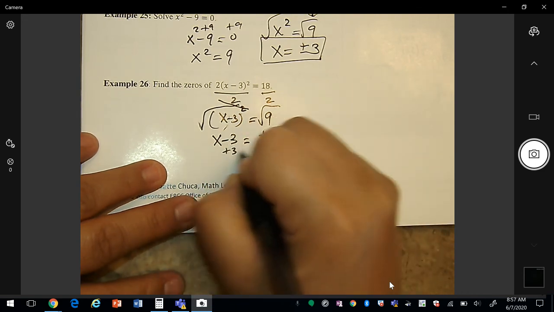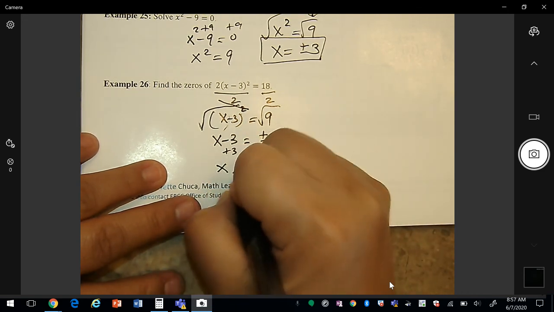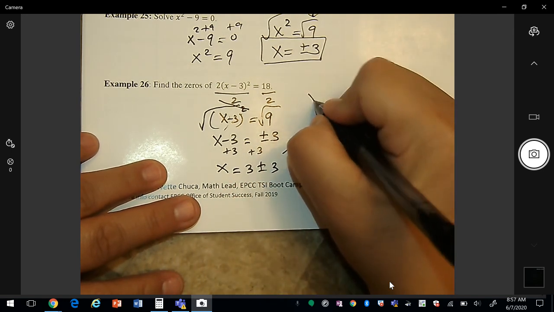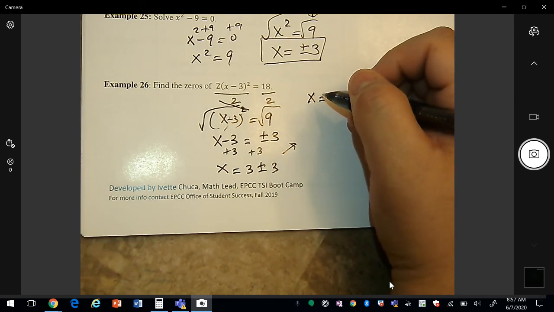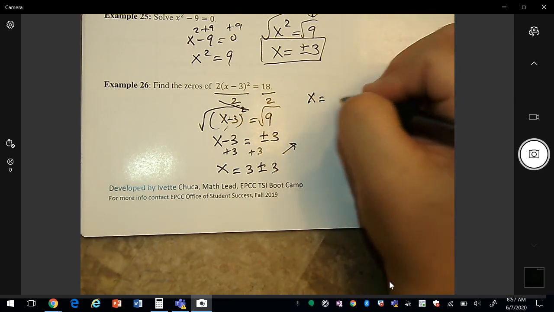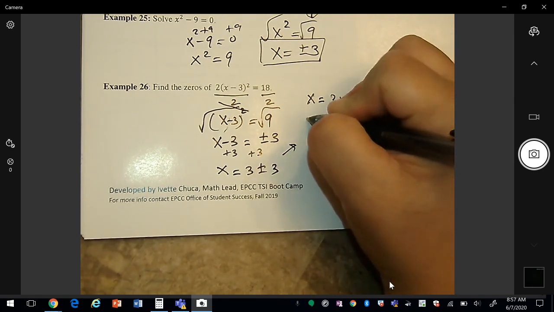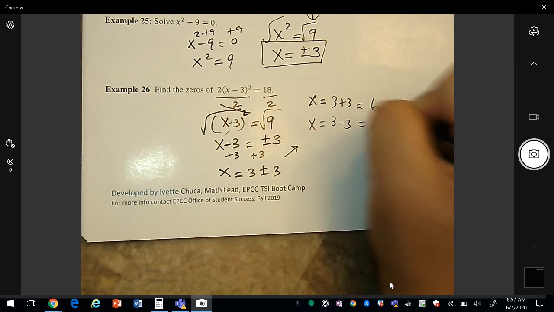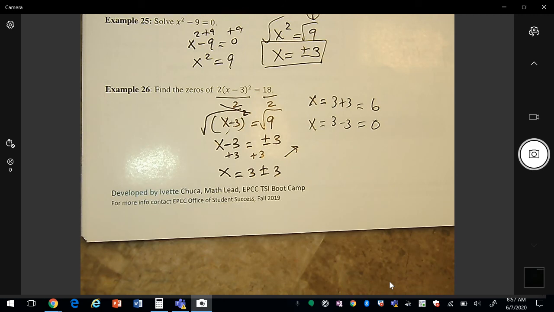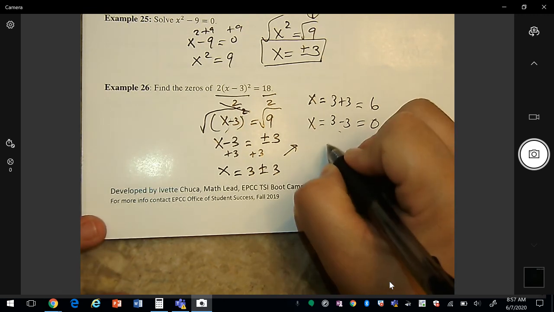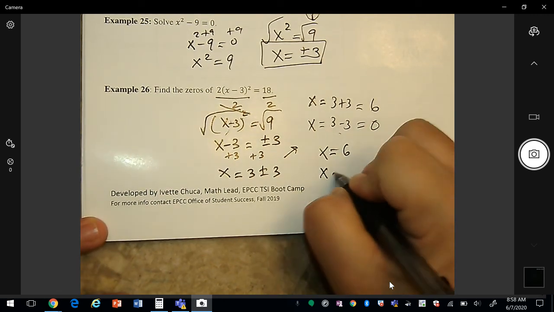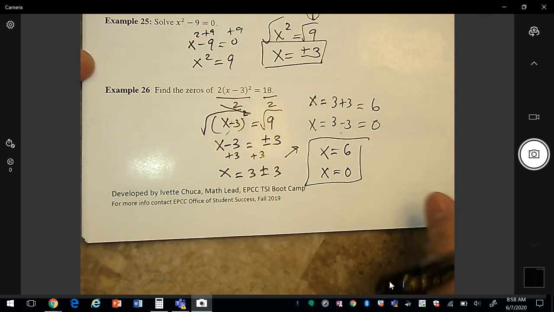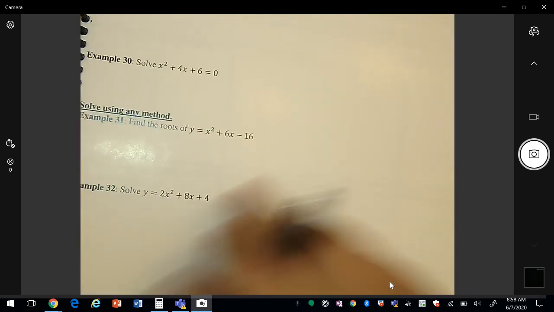We can add 3 on both sides. So we get x is equal to 3 plus or minus 3. And from here, we have two answers. x is equal to 3 plus 3, and x is equal to 3 minus 3. So 3 plus 3 is 6, and 3 minus 3 is 0. So my solutions are 6 and 0. Okay, so that's how we use the square root property.